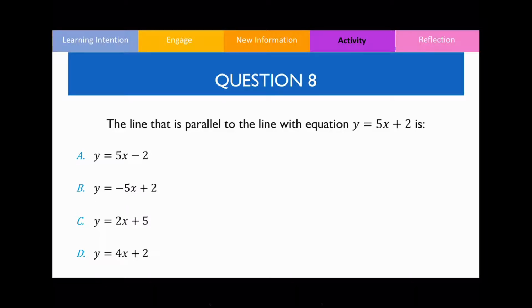Remember that the key word here is parallel. Anything that's parallel will have the exact same gradient, okay? So in this case over here, we can just eliminate some of the options. We can eliminate B, we can eliminate C, we can eliminate D. Hence, A is going to be the correct answer.